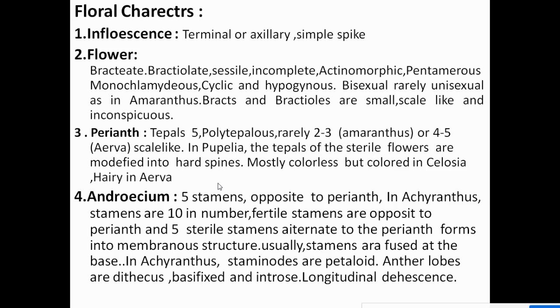Incomplete. Incomplete means that out of the four whorls, that is calyx, corolla, androecium, gynoecium, one is absent. But here in members of the Amaranthaceae, they are unisexual because in some you can see the gynoecium, in some you can see the androecium. That's why they are called unisexual. But bisexual flowers are also there. In Amaranthus, you can see the unisexual. Bracts and bracteoles are very small, look like scales, and are inconspicuous.